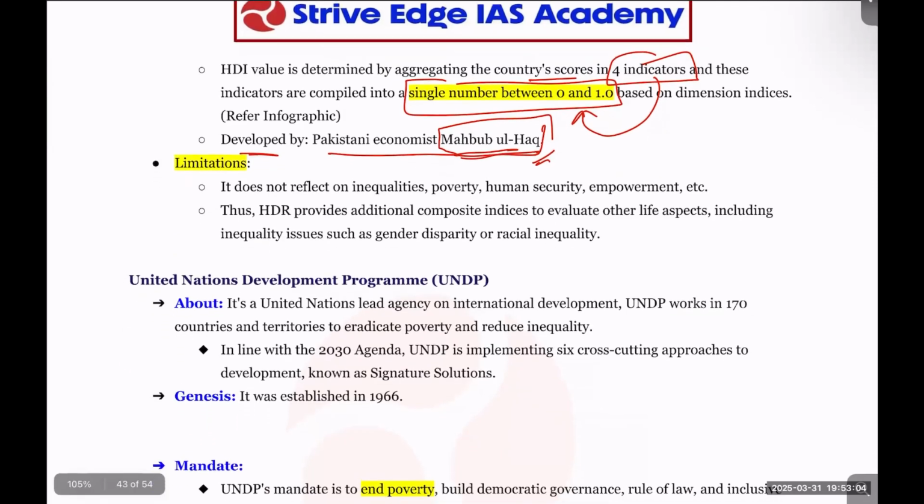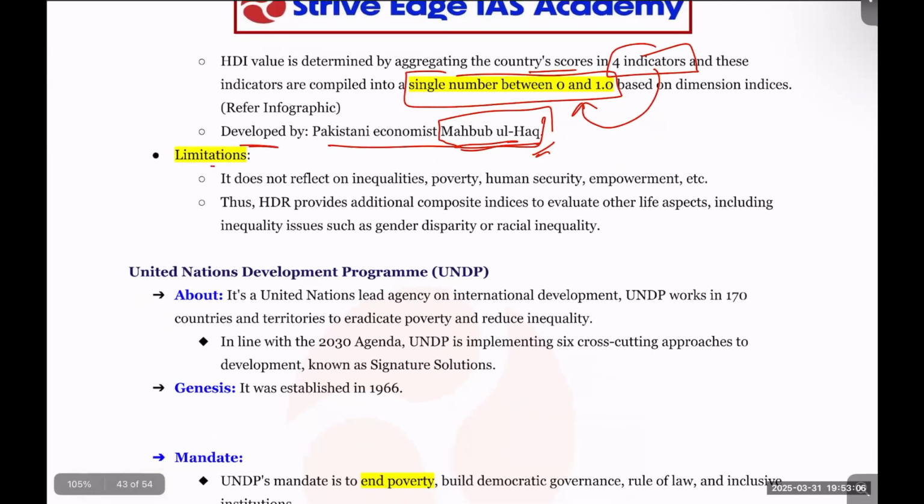Now, what are the limitations of this HDI? One of the most important limitations is that it does not reflect inequality, poverty, human security, and empowerment. It only talks about health, education, and standard of living. Does it talk about the poverty level? Does it talk about the inequalities that are taking place? No. So this is one of the most important limitations of this HDI, right?